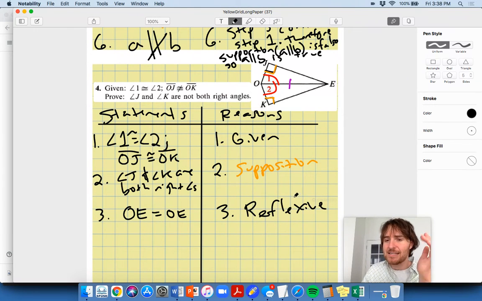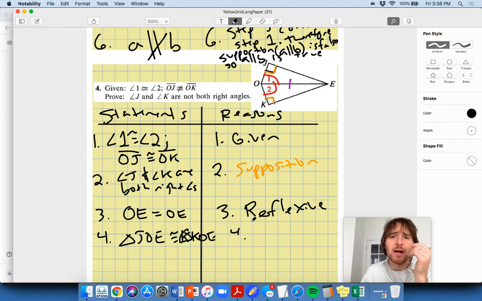It's important I say that because now I've proven that if our temporary assumption were actually true, what would have to follow from that is that triangle JOE is congruent to triangle KOE. And the reason, is that HL? Well, I have a hypotenuse. Do I have another leg? No, I don't. I have angle, angle, side. These yellow ones correspond, these red ones correspond, and then the side's not included. So this is going to be the AAS theorem. Then my triangles are congruent.